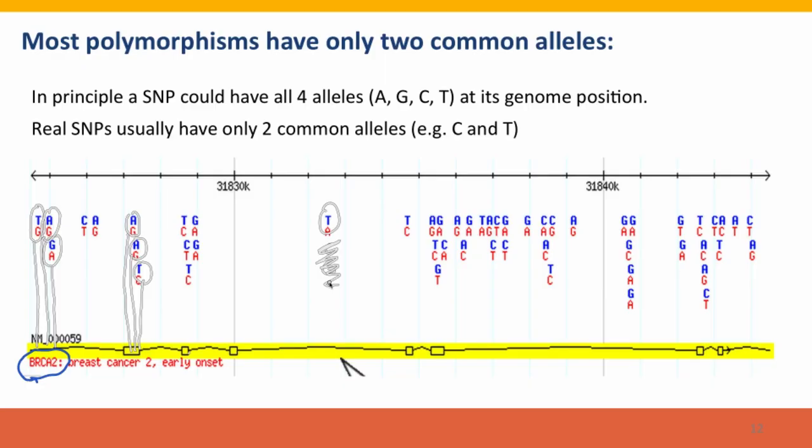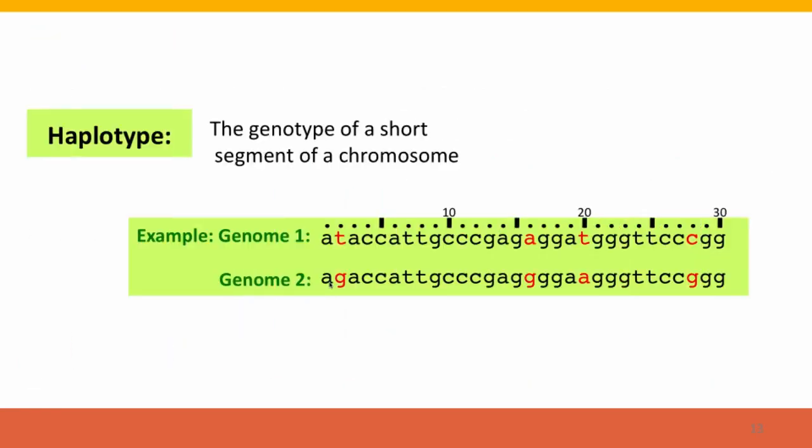Now, I want to introduce one more concept, and that's the concept of a haplotype. We need this for the next lecture. So a haplotype is just the genotype. Instead of being the genotype of a particular position, it's the genotype of a segment of the chromosome. It's used in slightly other variations in other contexts, but for us, for now, this will capture it nicely.